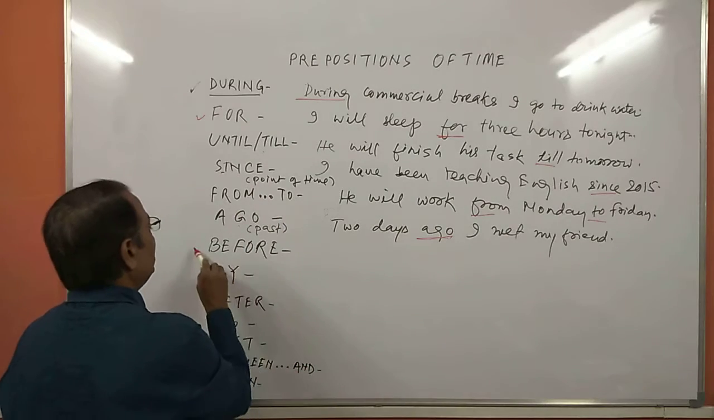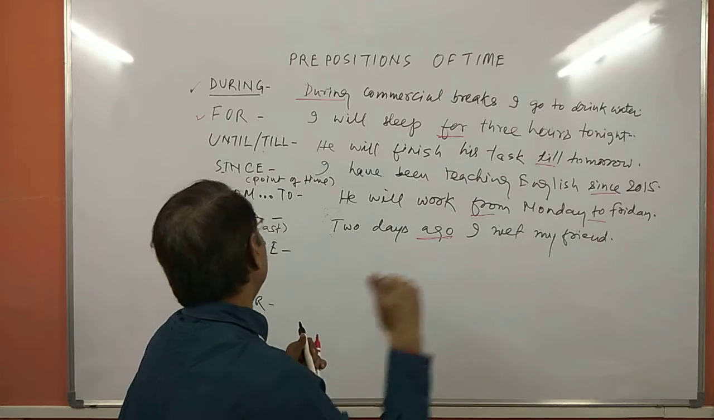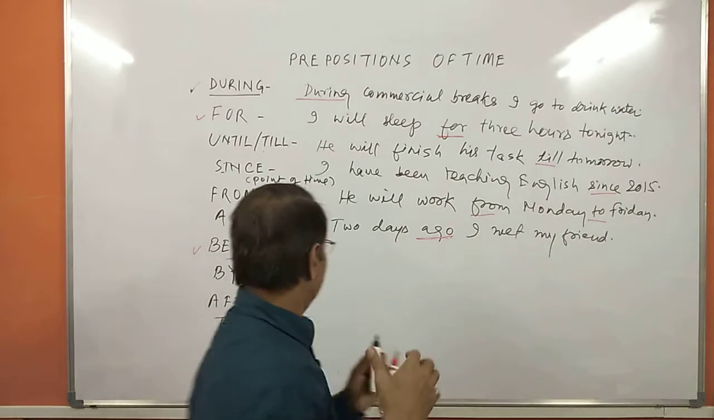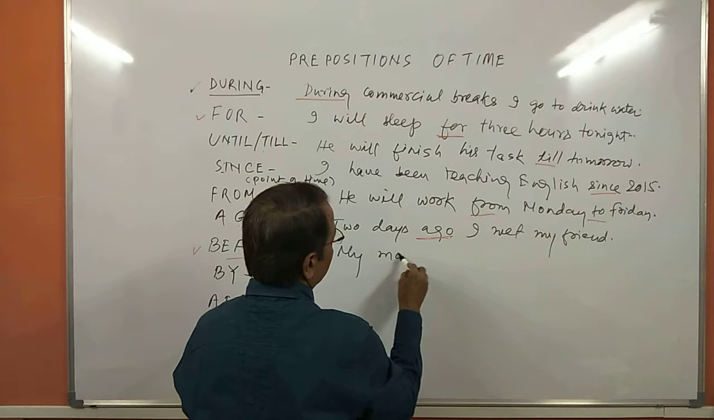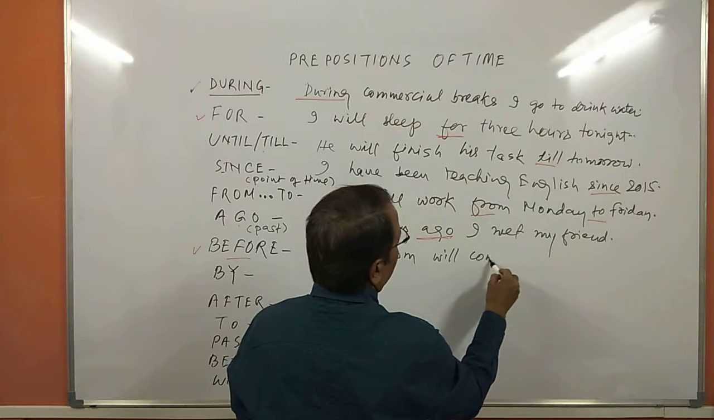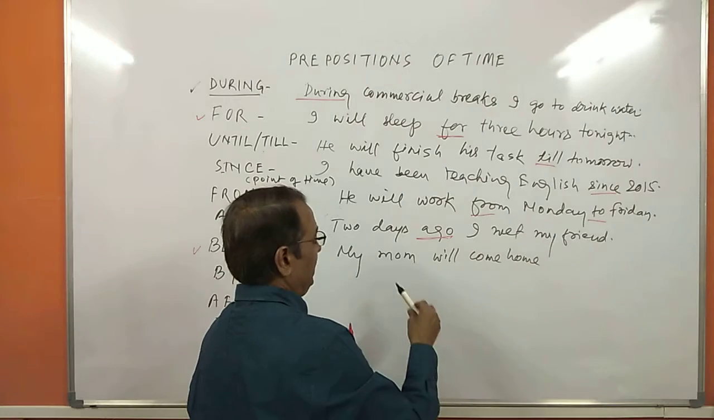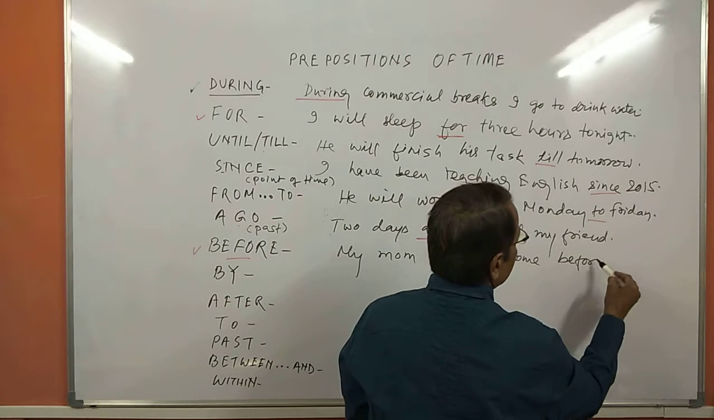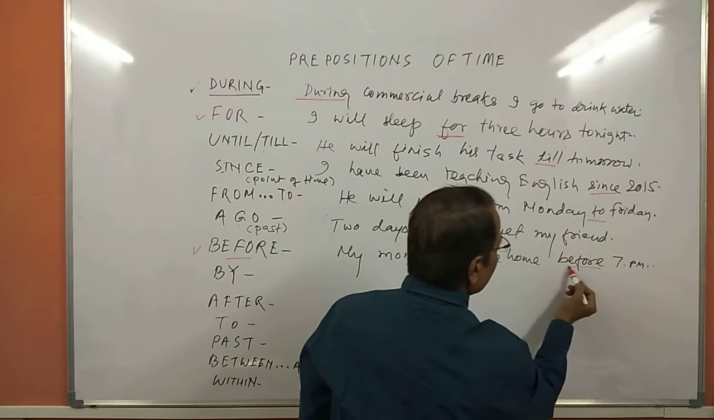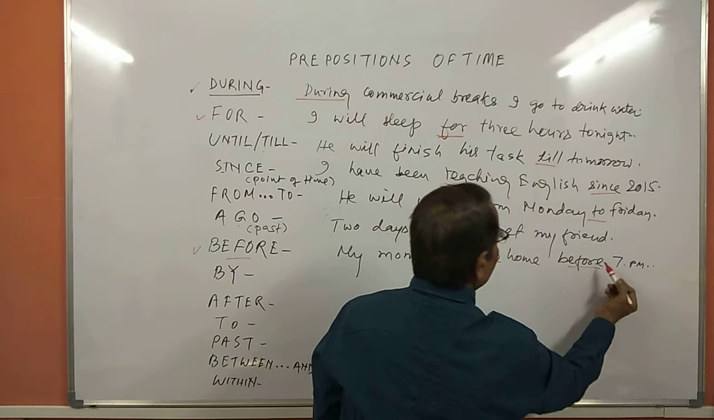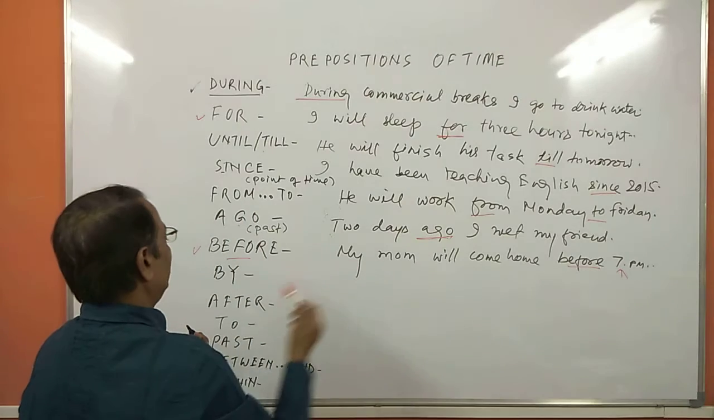Okay, before. Here, we use this word to say a point of time again, but it's a deadline type. When we use a deadline in the language, then we use before, right? Suppose he's gone somewhere and I'm using this language. My mom will come home before 7 p.m. You see the language here, I am saying before 7 p.m., it means it will not cross 7 actually. So it's a point of time. My mom will come home before 7 p.m.